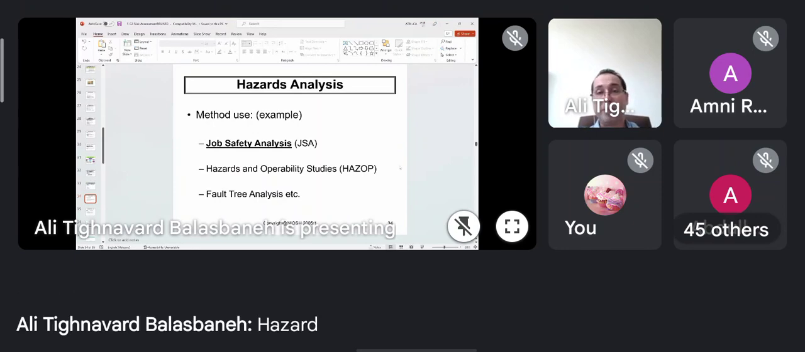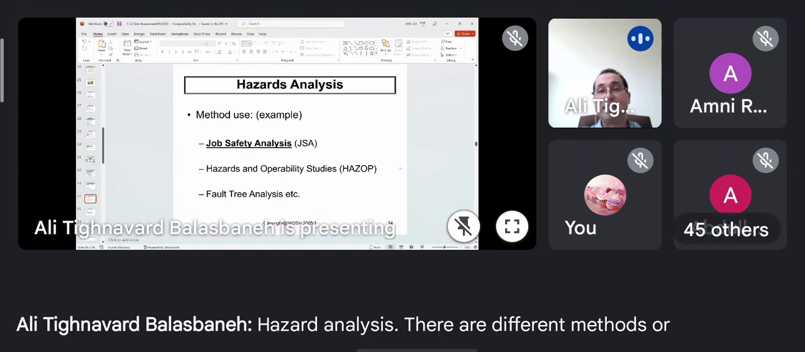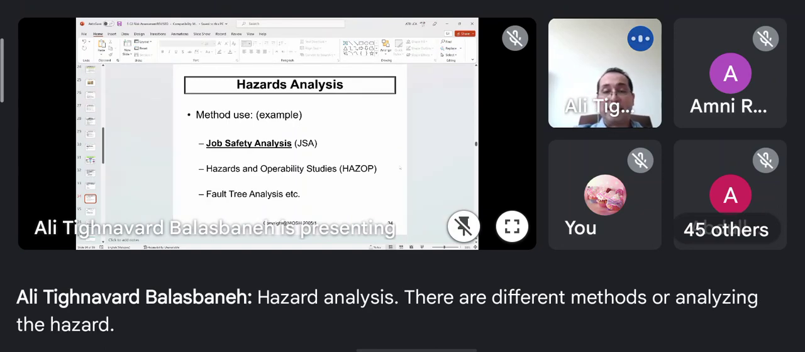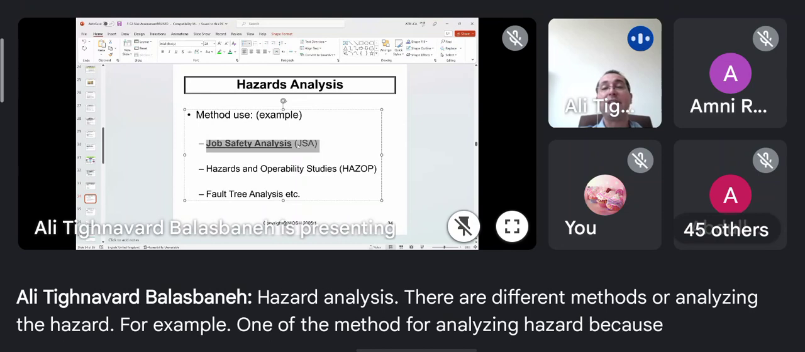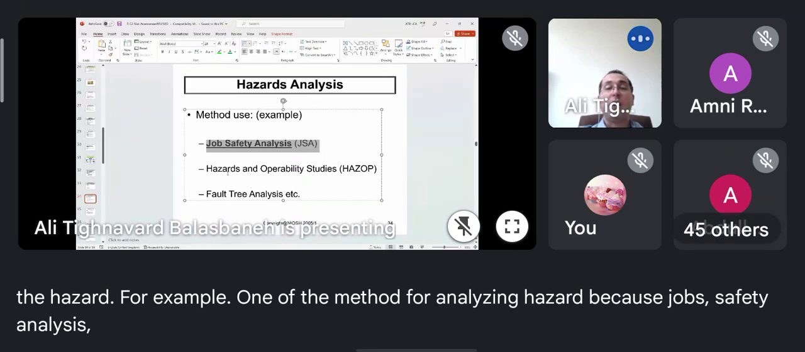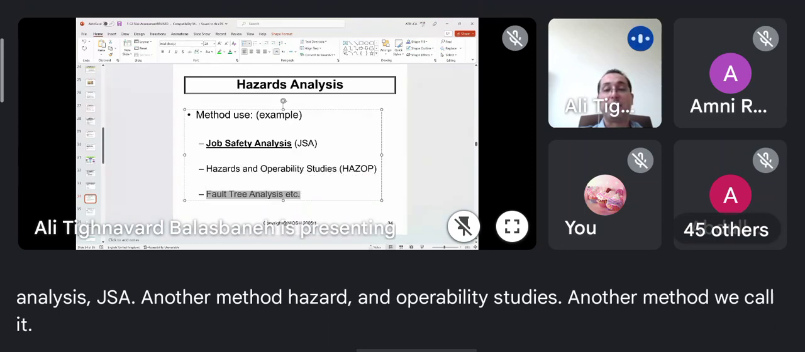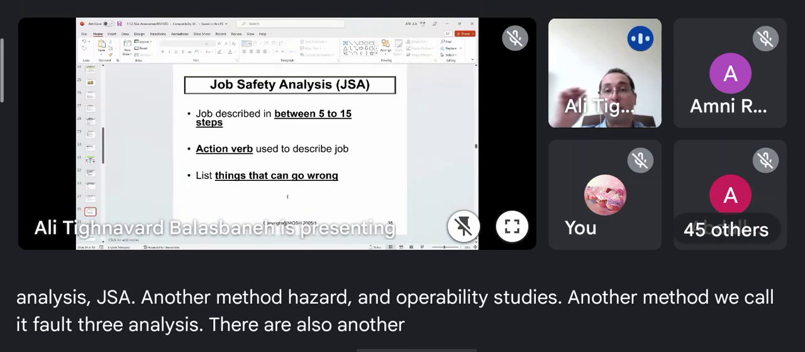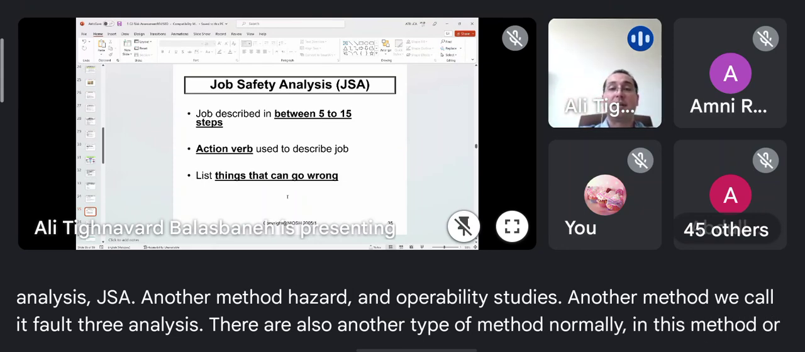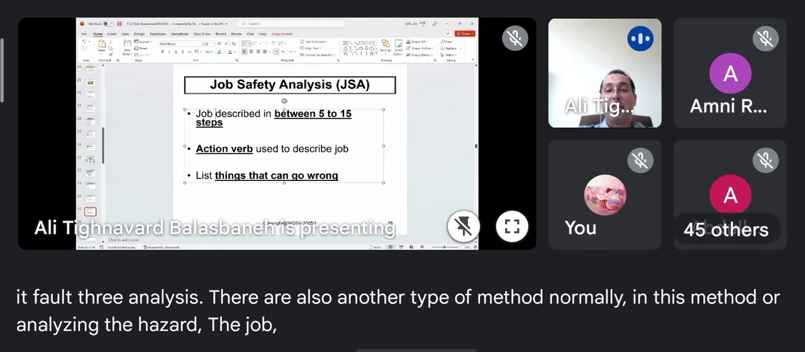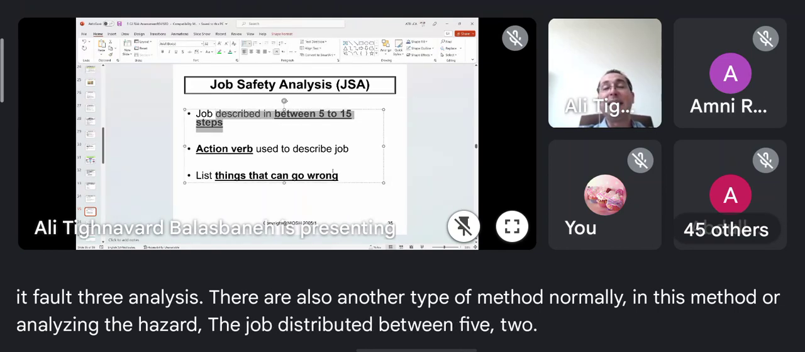Hazard analysis. There are different methods for analyzing the hazard. For example, one of the methods is called job safety analysis, JSA. Another method is hazard and operability studies. Another is fault tree analysis. There are also other types of methods. Normally in this method, the job is divided into 5 to 15 distinctive steps.